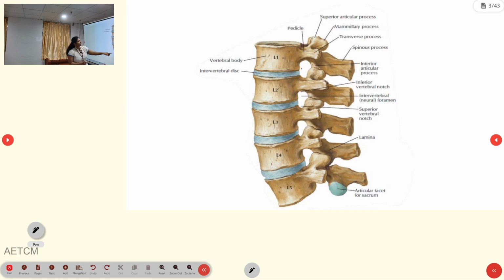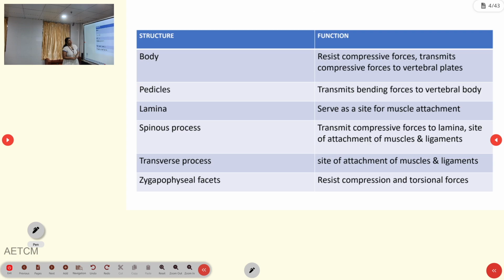And here there is presence of normal lumbar curves, that is called the normal curvatures of the spine. There is also presence here in the lumbar region of what is called the lumbar lordosis, which is normal. Now what is the main function of all these parts of the vertebra?